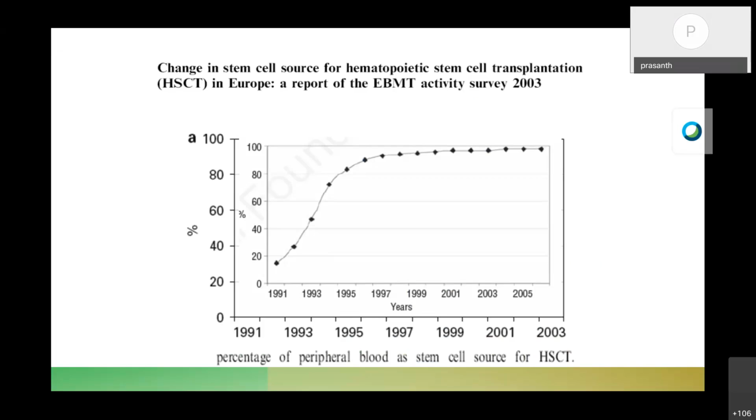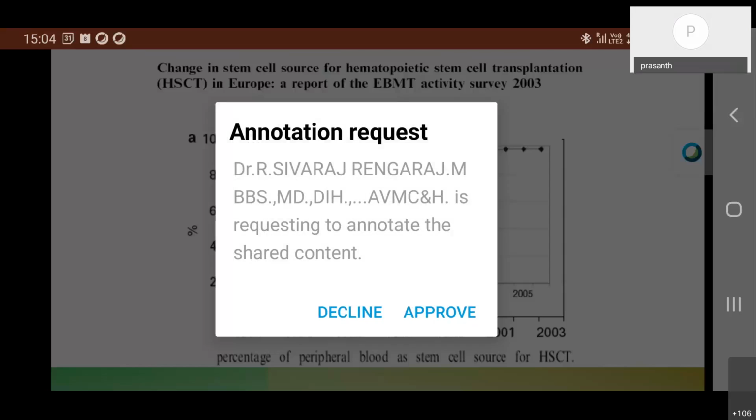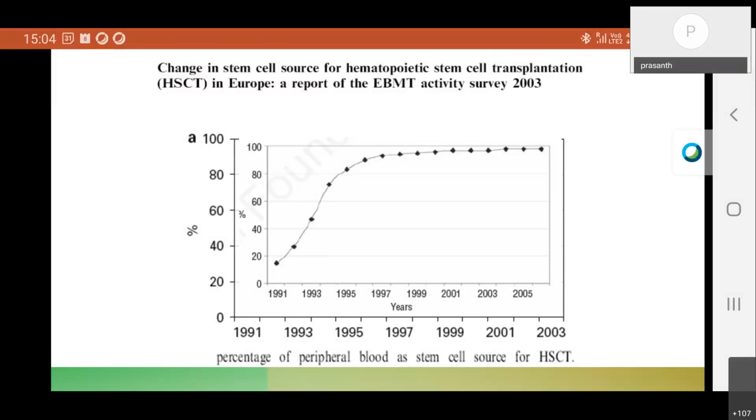It can be quite painful, and you require general anesthesia and an operation theater, whereas a peripheral blood stem cell harvest is a very simple procedure which can be done in the blood bank. Also, generally, the quality of stem cells derived is better in the peripheral blood harvest.